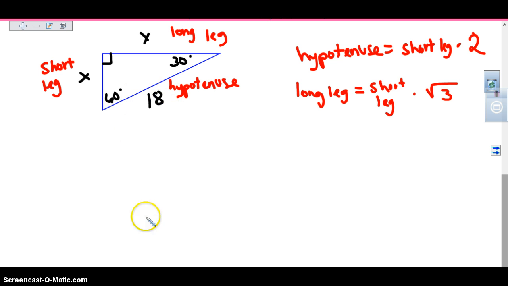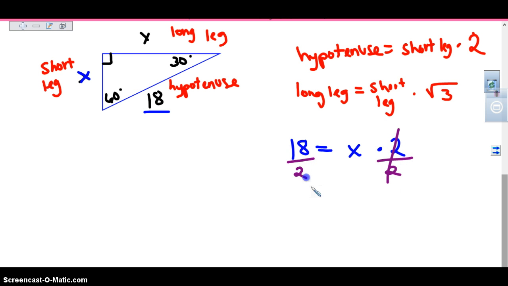So what is the only thing that they give us here? The hypotenuse. So let's use hypotenuse equals short leg times 2. So 18 equals the short leg. What does the short leg equal here? X times 2. Can we solve for x? We have to divide by 2. That means 9 is equal to x. So we found the short leg. This is 9. Can we find the long leg now?